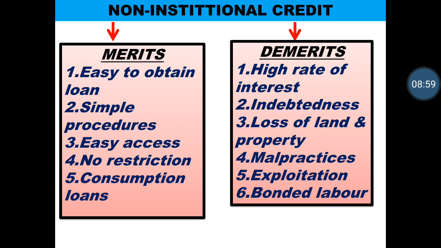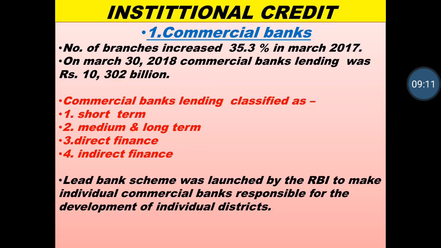Next, due to all the limitations of non-institutional credit, the government of India and RBI have set up one big institution which is called NABARD, and NABARD runs the following structure. First is called institutional credit. Number one is commercial bank. The number of branches in village areas has increased. We can say in 2017, 35.3% of branches of commercial banks were set up in village areas. Afterward, as per the record of 2018, commercial banks lent rupees 10,302 billion as loan facility to the agriculture sector.